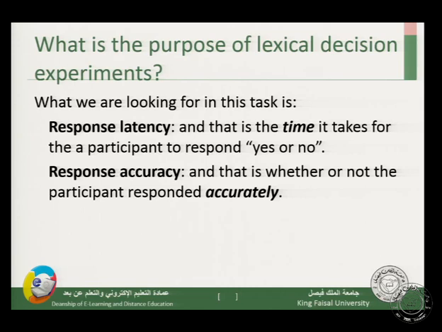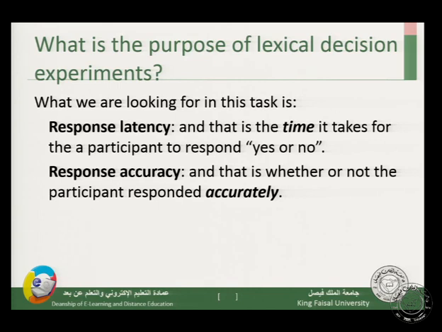So in this experiment we are looking at two things. The first thing is response latency, which means how much time it takes to complete the exercise, or to decide on a word whether it's an English word or not. The second thing is how accurate the respondent's answer is.